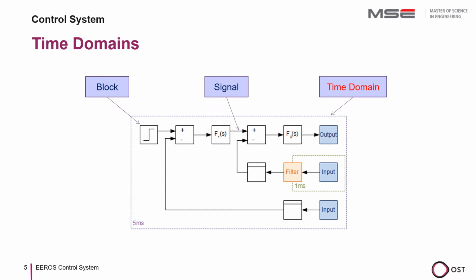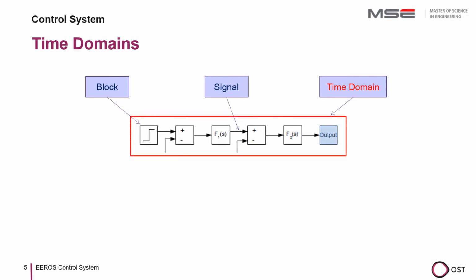Now let's have a look at time domains. Time domains consist of blocks that run with the same periodicity. A control system can have one or more time domains that run with different periods. When such a time domain is executed, each of its blocks' run method runs in a predefined way. The order of the execution of blocks within a time domain is determined by the order in which the blocks are added to the time domain.